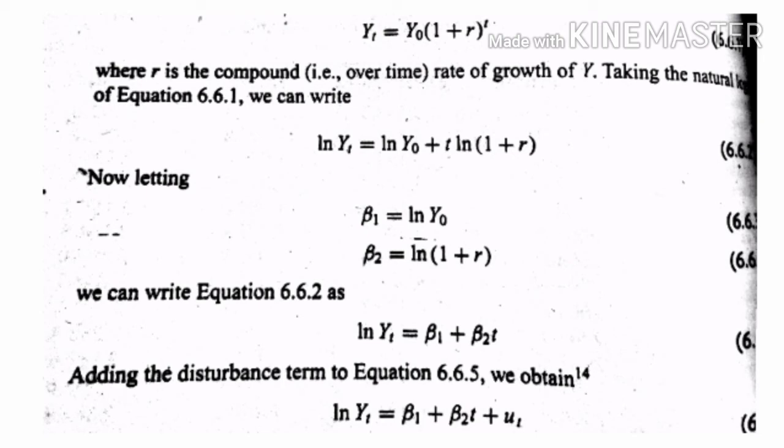Adding the disturbance term, this new equation is ln Yt is equal to beta 1 plus beta 2 t plus ut. t is the time series data I discussed in previous lectures, and i is the cross-sectional data. So this data is time series.